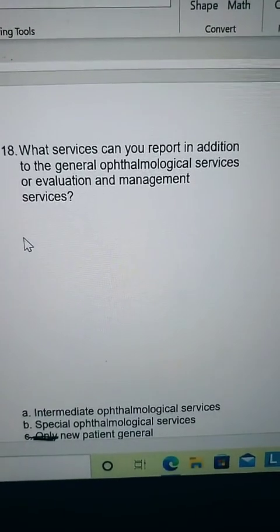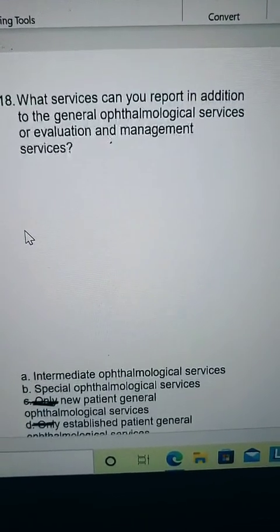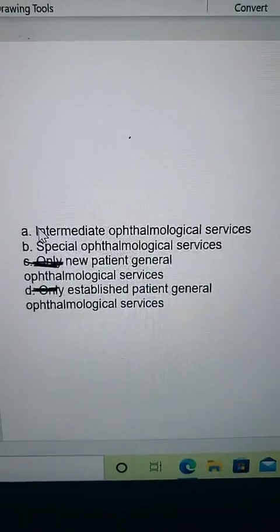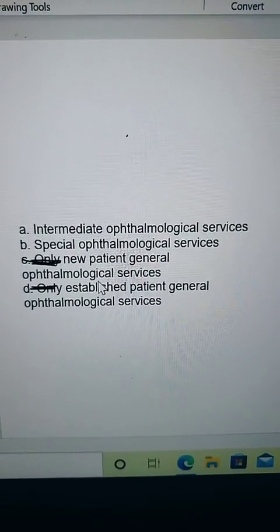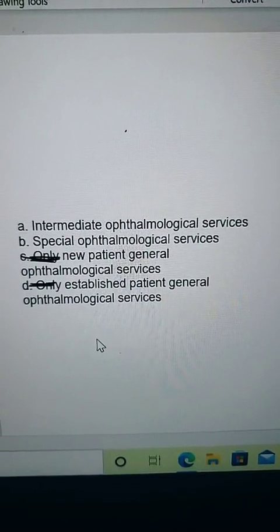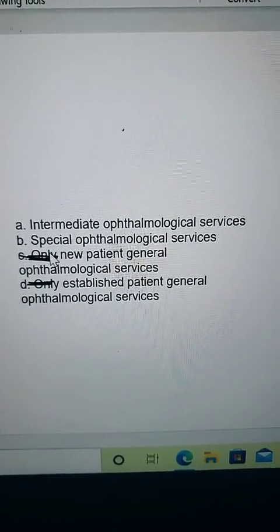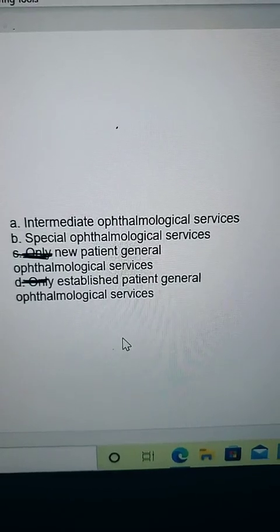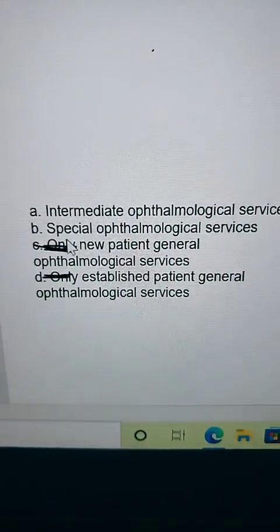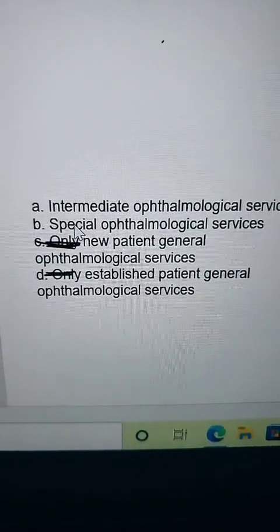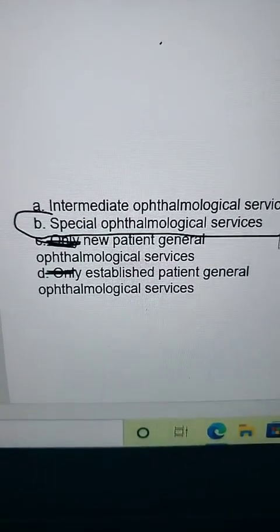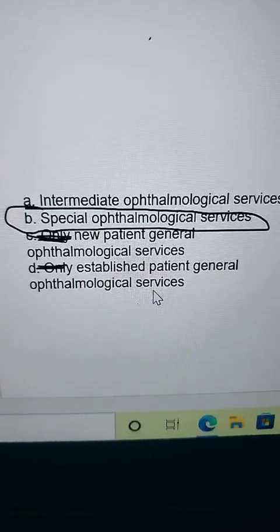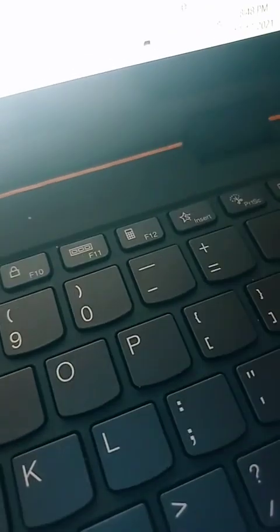So the question is, what service can you report in addition to general ophthalmology services or evaluation and management services? Is it intermediate services or special services? What do y'all think? If I got rid of these two things for you. Anybody care to try that one? It's specialty services, so they can bill specialty services with it. Yep, B is correct, Sarah. Good job.